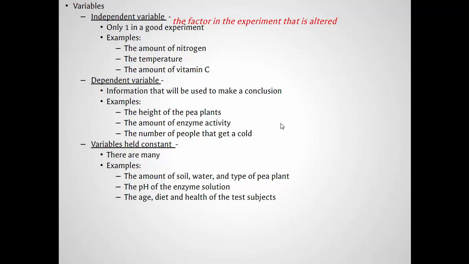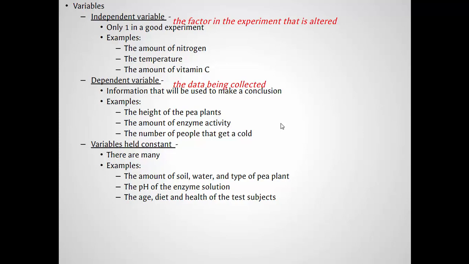The dependent variables are the data you collect, the information that you're going to use when you make your conclusion. So it might be the height of the pea plants, the amount of enzyme activity, the number of people that actually got the cold. Those are the examples of the dependent variable.